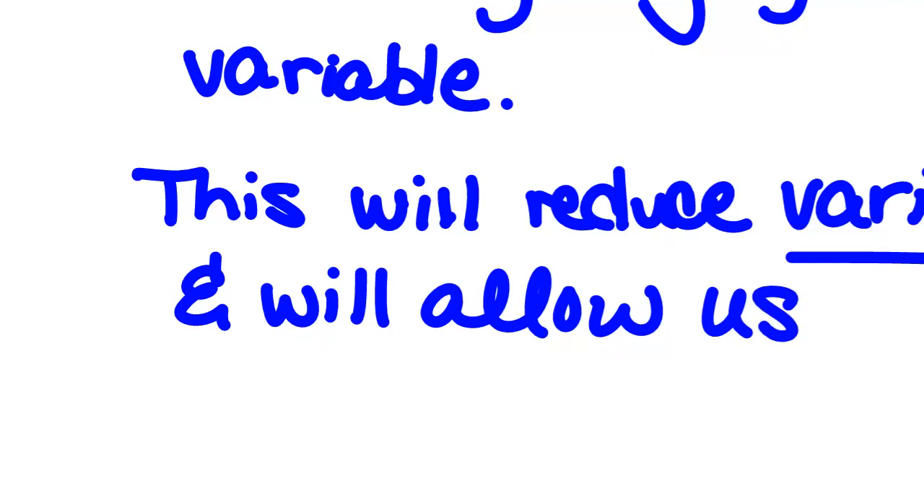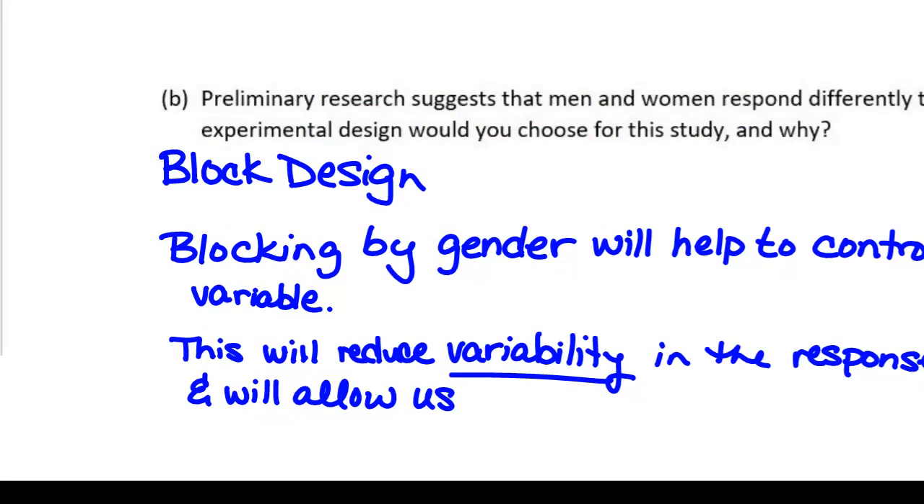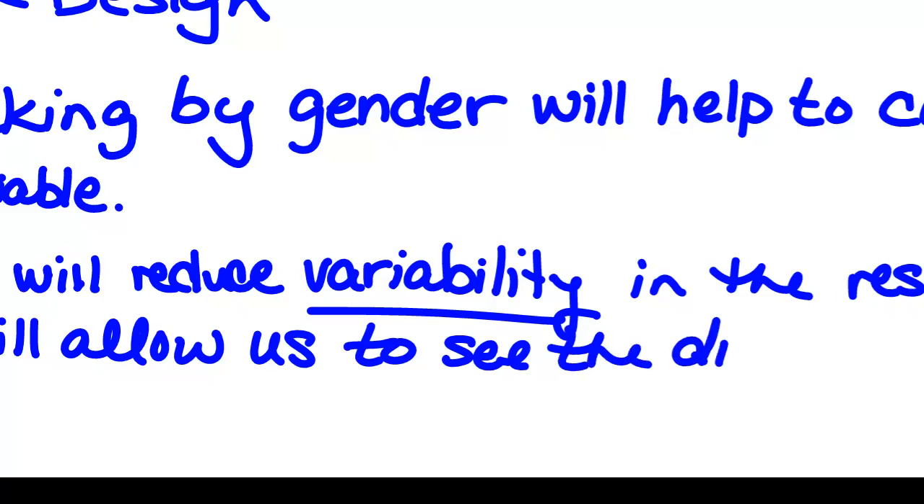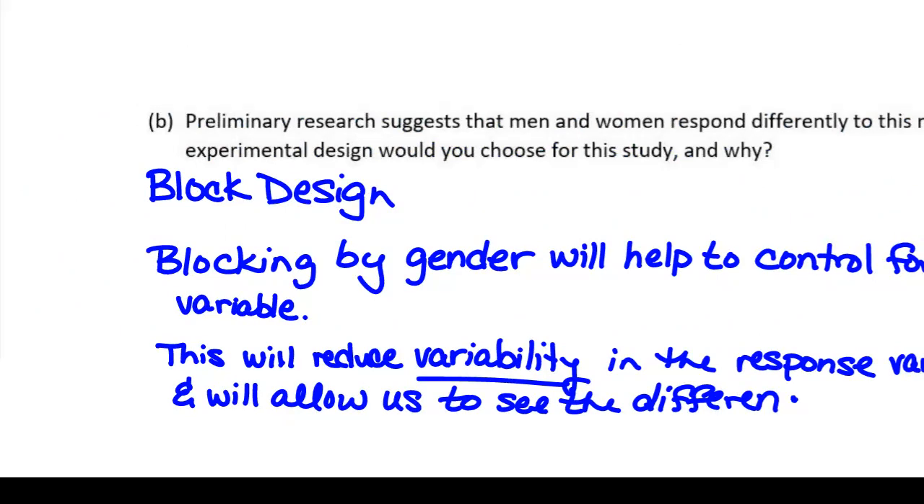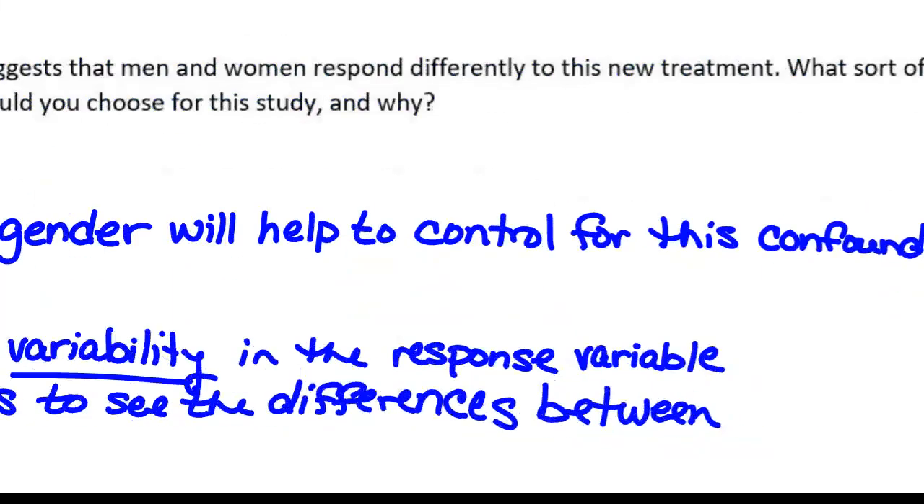Not necessarily when we know, but when we suspect. When we suspect that these particular characteristics have some influence that could end up confusing our results. So it's not just going to reduce the overall variability in the response variable. It's going to allow us to see the differences between the responses of men and women.